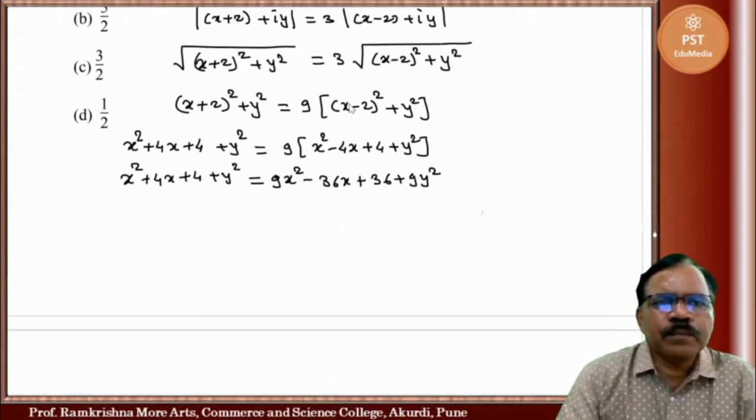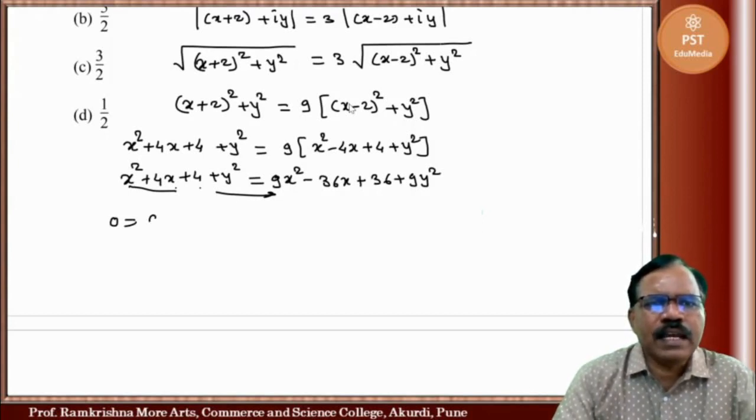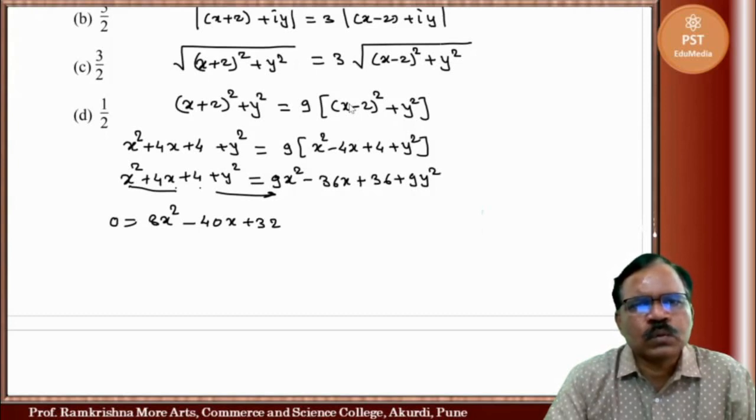So if we take x square, 4x all on this side, we'll get 0 is equal to 9x square minus x square, that is 8x square, minus 36x minus 4x, that is 40x, 36 minus 4, that is 32, plus 8y square.